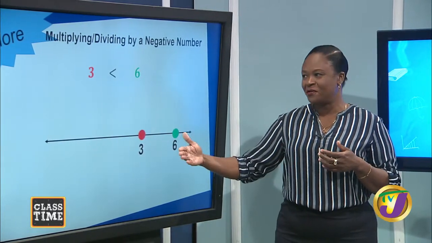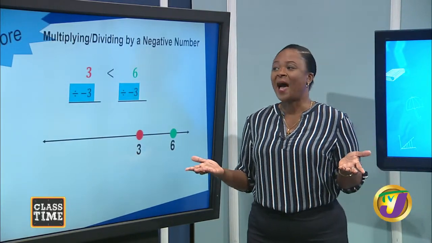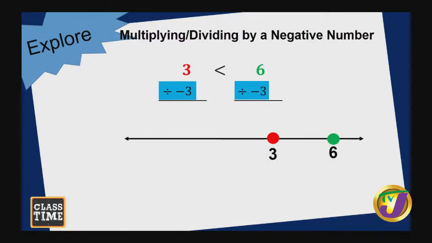Again, we have the 3 is less than 6. Let us divide by negative 3. Talk to me. 3 divided by negative 3 will give us 1 or negative 1? Negative 1. Okay. And 6 divided by negative 3 will give us a negative 2. Okay. We are dividing a positive by a negative.